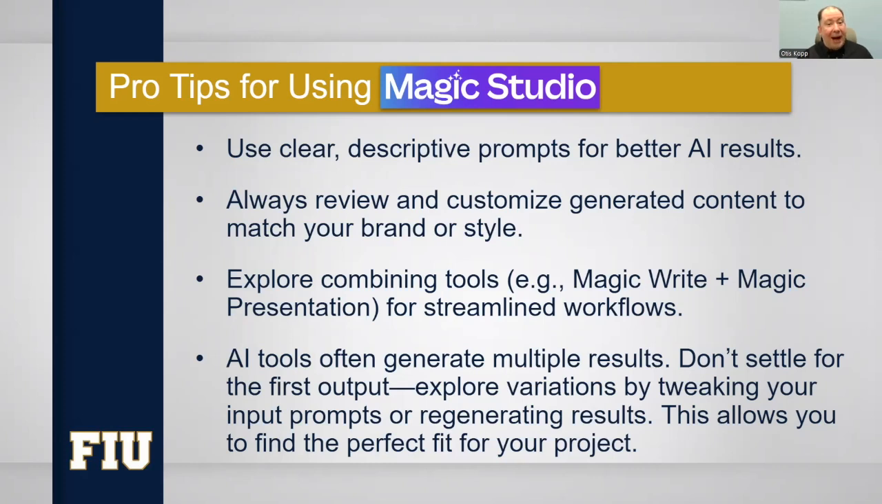And you can also combine tools to create more complex projects. For instance, using Magic Write to craft a blog post, then using text to image to generate visuals for the blog, or Magic Write and Magic Presentation together. The possibilities are endless. And finally, don't settle for the first result. AI tools often offer variations, so explore different prompts, styles, and options to find the perfect fit for your project.